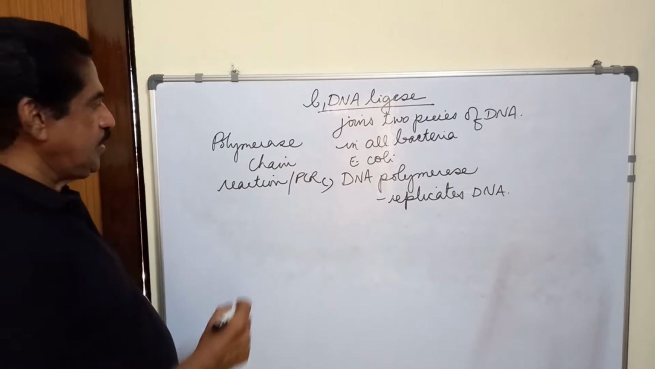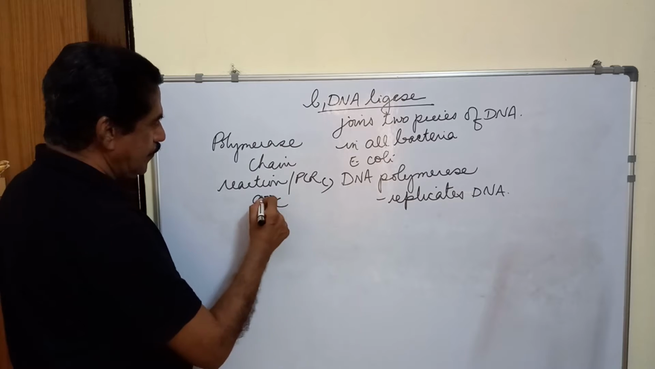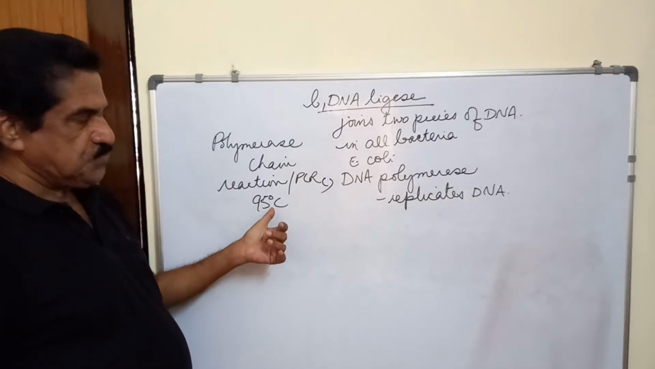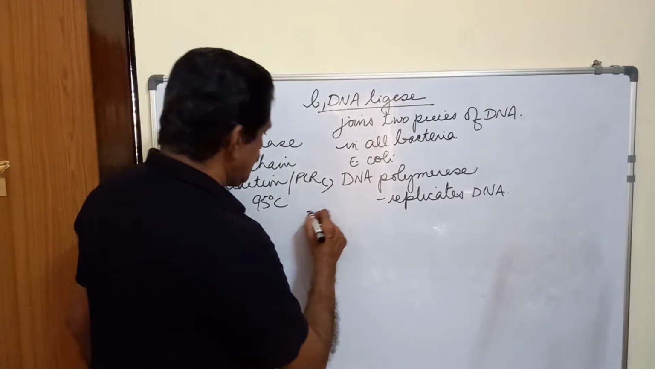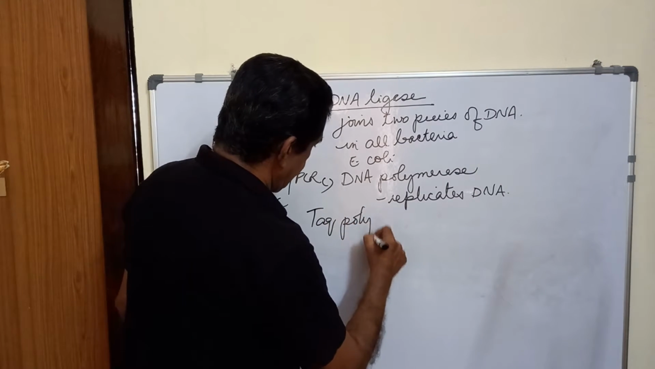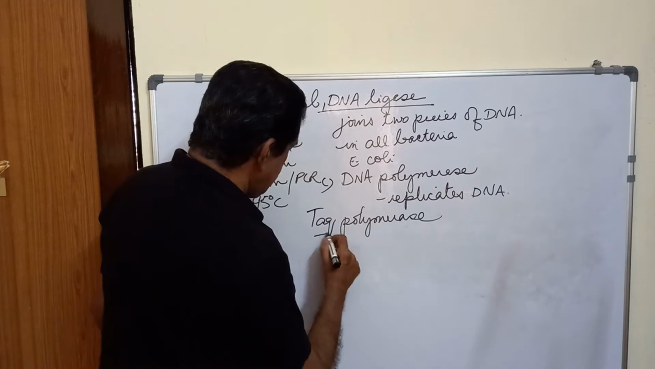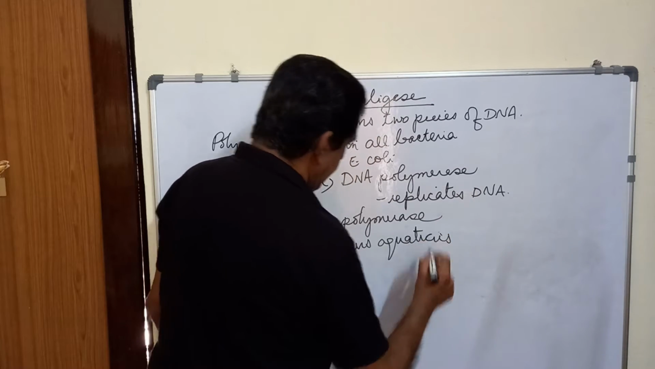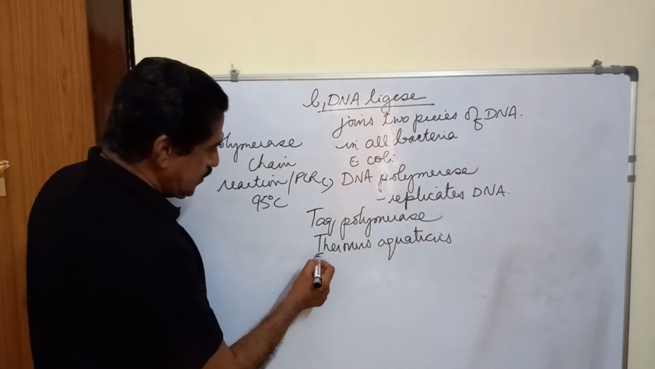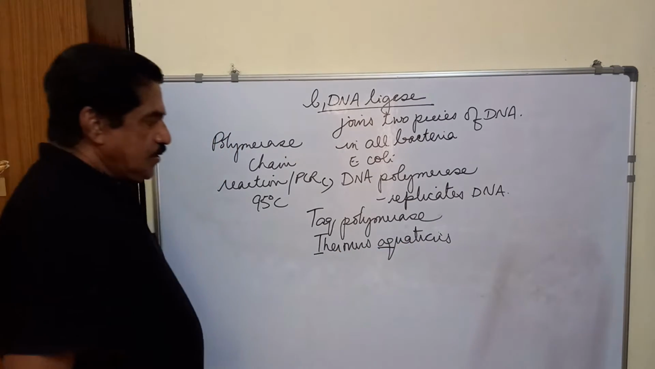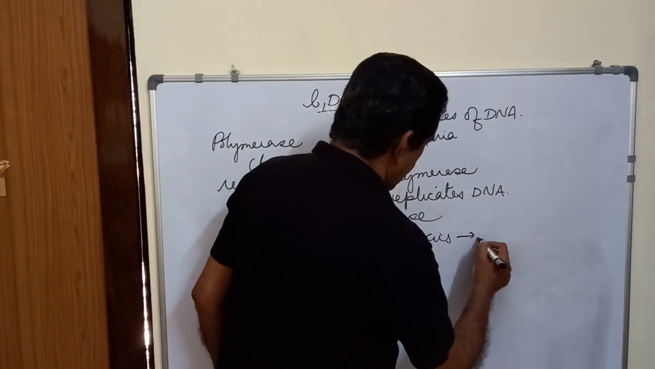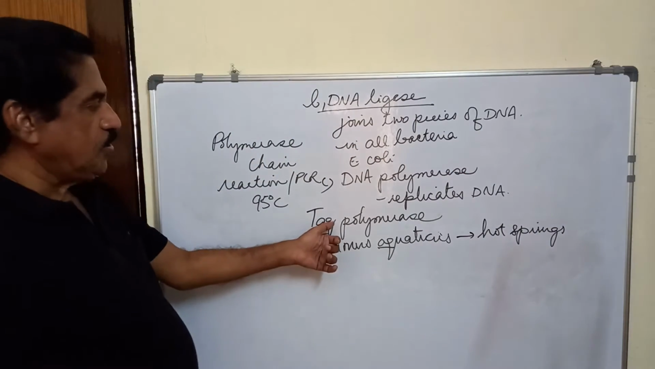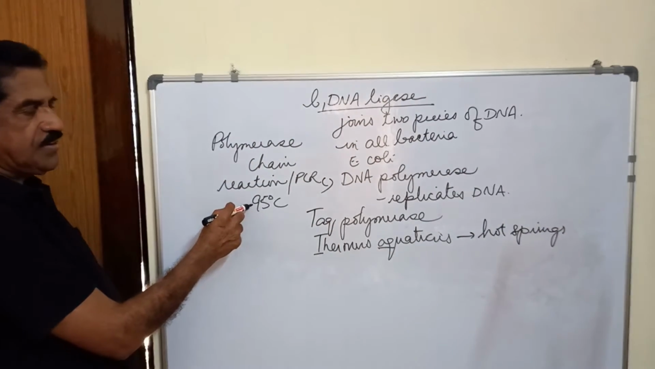In PCR, we are heating the DNA to 95 degrees centigrade. We cannot use the normal DNA polymerase because it will denature at this temperature. Therefore, we use a special DNA polymerase called Taq polymerase, obtained from the bacterium Thermus aquaticus. The name Taq came from T-A-Q, Thermus aquaticus. This is a bacterium found in hot springs. So the DNA polymerase of this bacterium can function at 95 degrees centigrade.